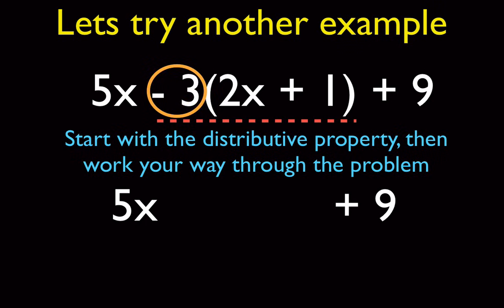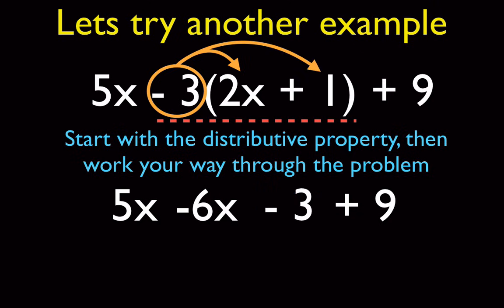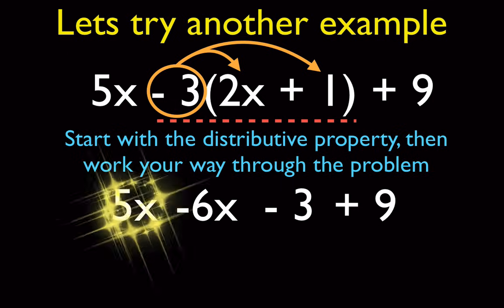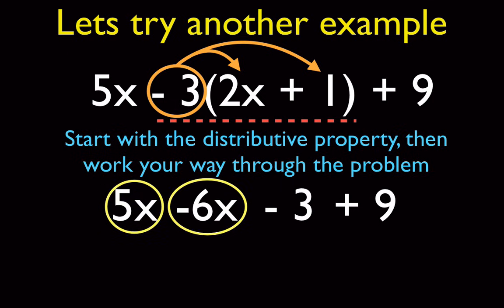Circling the 3, including the negative sign. This is the most common mistake, is people forget the negative sign. I'm going to multiply negative 3 times 2, which is negative 6, and negative 3 times 1, which is negative 3. Now we employ combining like terms. I've got x's, and I've got numbers.